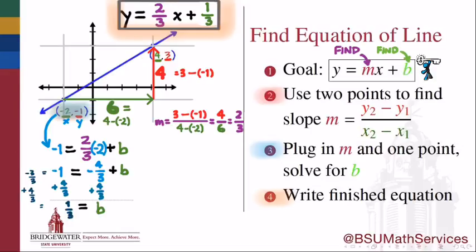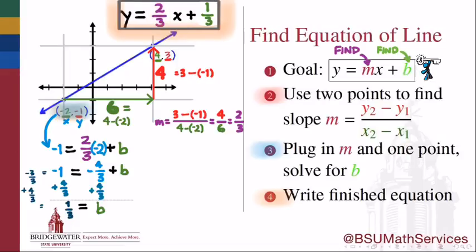So discovering the equation of a line, if we use slope-intercept form, y equals mx plus b, is a matter of finding the slope and finding the intercept. Find the slope first by using any 2 points on our line and subtracting their y-coordinates, subtracting their x-coordinates, and dividing the result to get the slope. Fill in that slope in your equation.